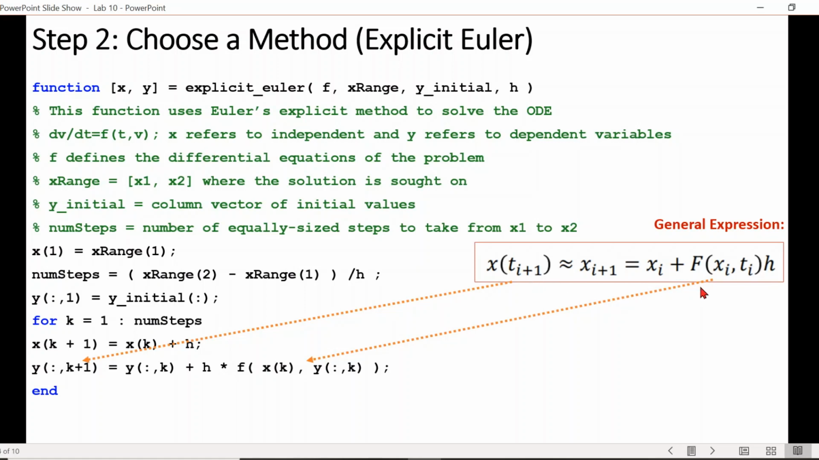This is the general form of the solution for the explicit Euler method, where we seek the solution at t equals t_i plus 1, which is represented here by y_k plus 1. y_k is the initial value, h is the step size, and f is the function where we already defined the three differential equations with the function handle.